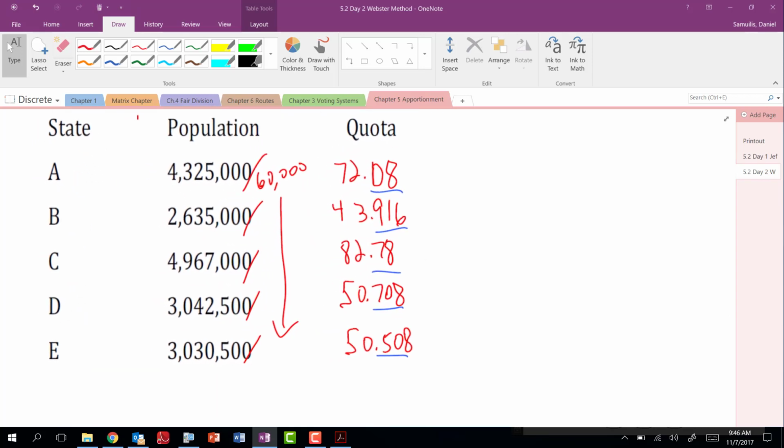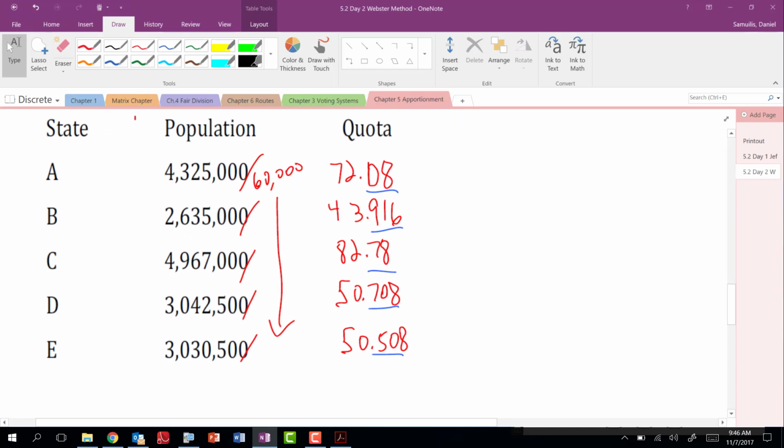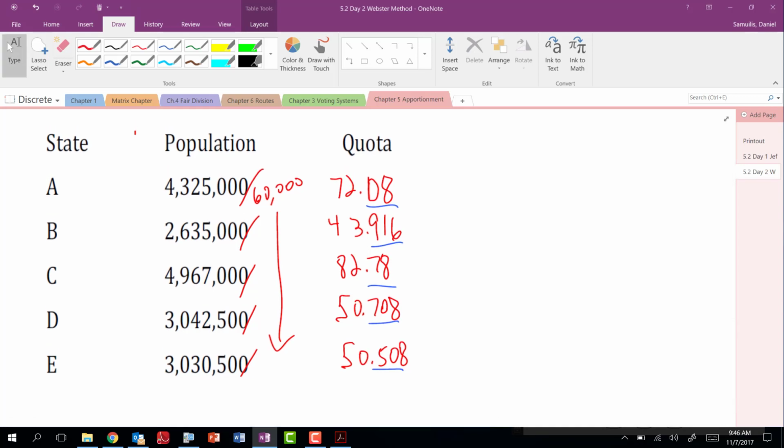18 million divided by 300 is 60,000. That gives us the first quota. So the first divisor is 60,000, from 18 million divided by 300. But now it starts off completely different than all the others. What's 72.08 become? 72. What's 43.916 become? Now here's the difference.